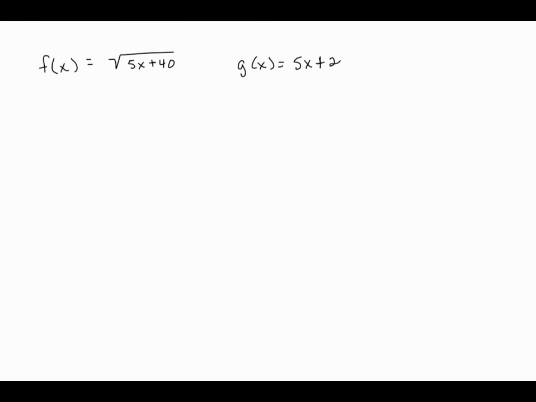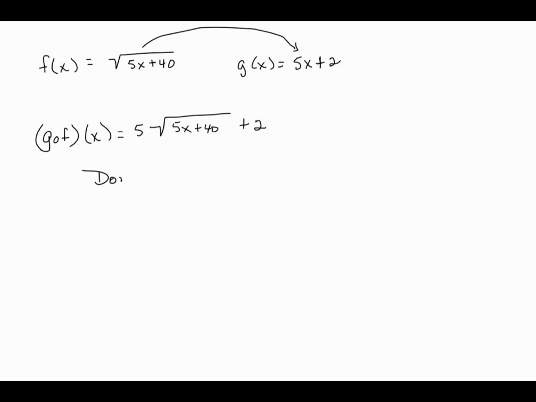For my next problem, I'm going to be looking at the same two functions that I had in my previous example. But now I'm going to be finding g of f of x. So that means I'm taking the f function and putting it into the g function. So I'm going to have 5 times that square root plus 2. And there's nothing that I can do to simplify that. So now we're going to be looking at the domain.